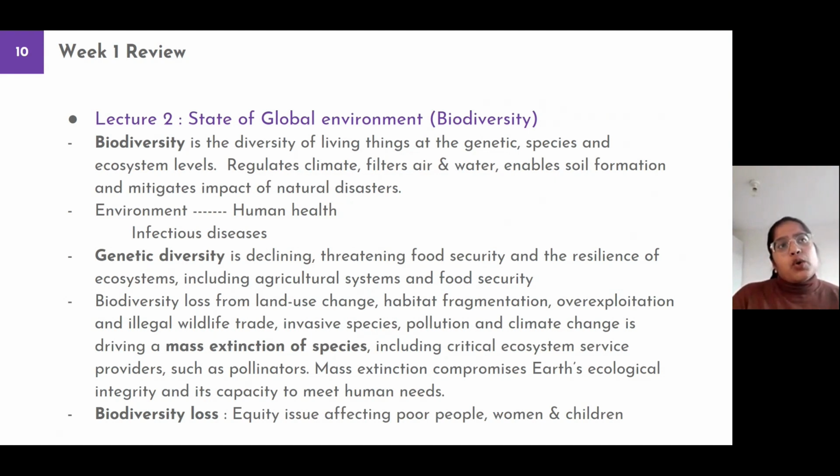Also, biodiversity loss causes a problem in terms of equity for vulnerable groups such as poor people, women, and children.